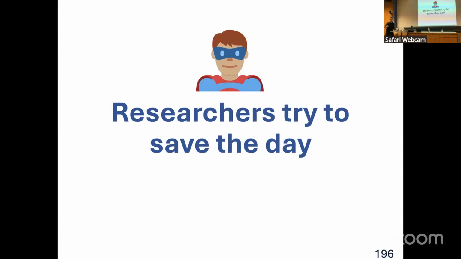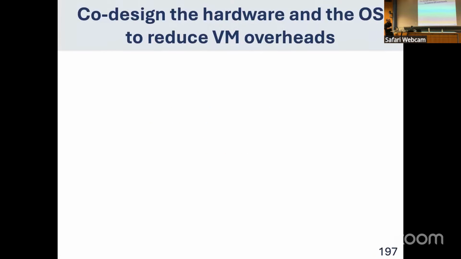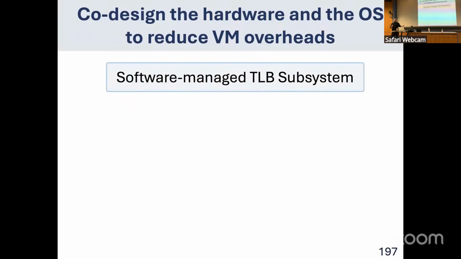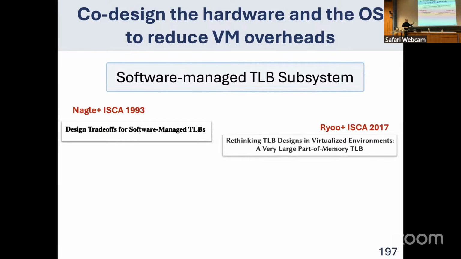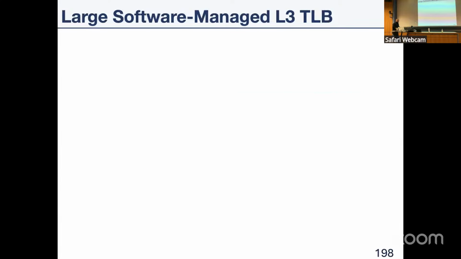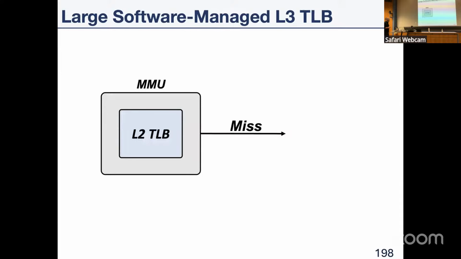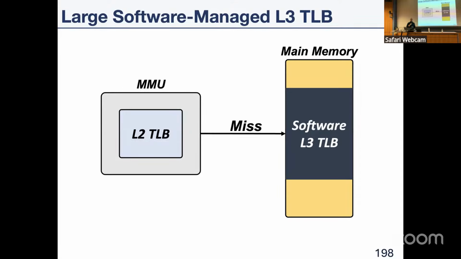Researchers try to save the day and reduce these overheads. We are trying to co-design the hardware and the operating system to reduce the virtual memory overheads. One way to do this is by using a software-managed TLB subsystem, and there are a couple of works which propose such ideas. Let me show you how someone can use a large software-managed L3 TLB to solve some of the problems in modern virtual memory subsystems. In the MMU, when you have an L2 TLB miss, you do not go to the page table. You go to a mini version of the page table, which is a software L3 TLB that directly stores the virtual to physical translation.